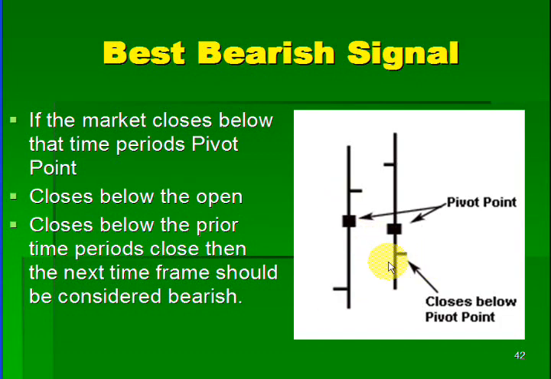I'm looking for the market to show me if it was truly bullish, then the market should close above the open, and we should see higher highs and higher lows. If this was truly bullish, we have that formula. We have a higher high. We have a higher low. But the market closes below what? Its close. The market closed below its pivot point. The market closed below its open.